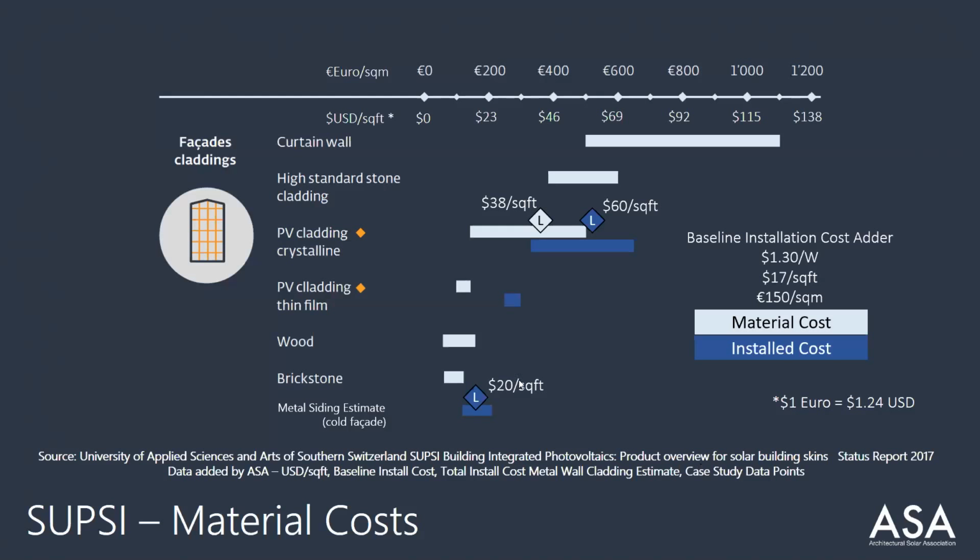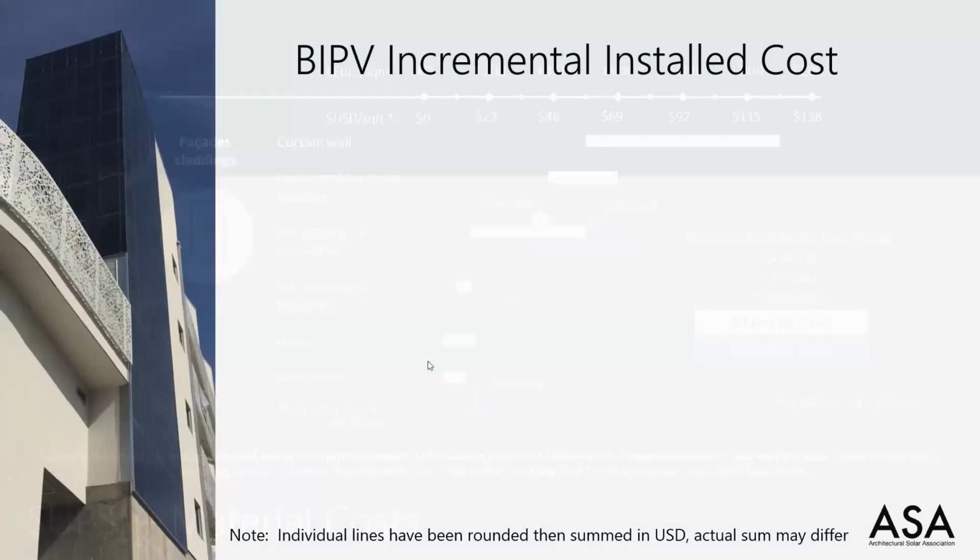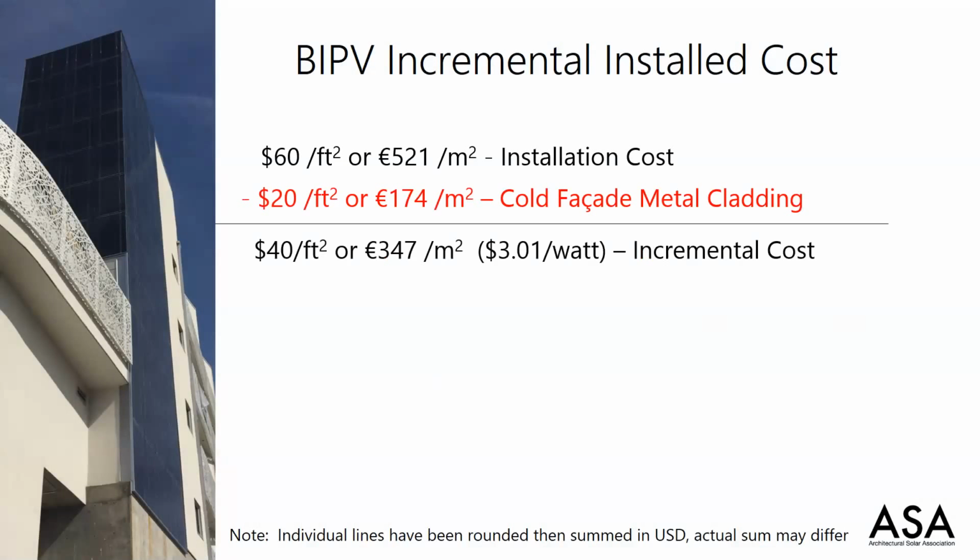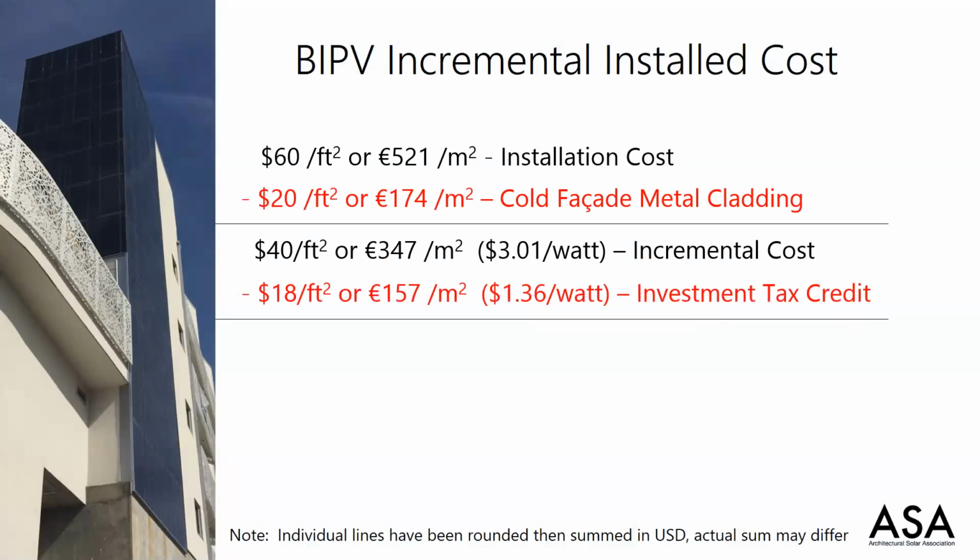So to determine the BIPV incremental installed cost, we subtract the $20 per square foot from the 60 to get $40 a square foot, and we then subtract the ITC based on the complete system cost.